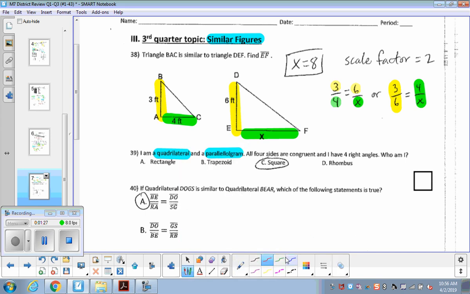We can review here that it's a quadrilateral because of 4 sides. It is a parallelogram because that side is parallel to that side, and this side is parallel to this side. It does have 4 congruent sides, so I can now do 1, 2, 3, 4 in red. And in green, it will have 4 right angles. So it's a square.